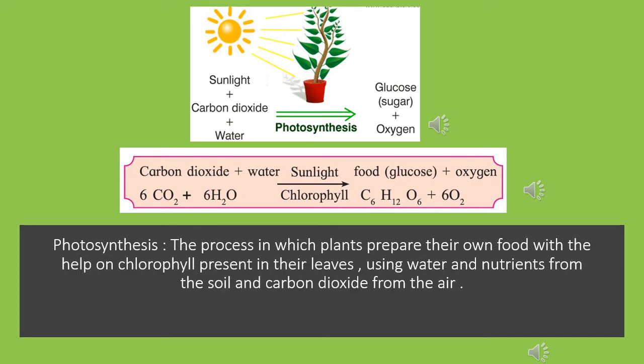So, from the above understanding, we can define photosynthesis as the process in which a plant prepares its own food with the help of chlorophyll, which is present in their leaves, water and nutrients from the soil, and carbon dioxide from the air. So, just remember the different components which are required for photosynthesis to happen and frame your definition. Clear?